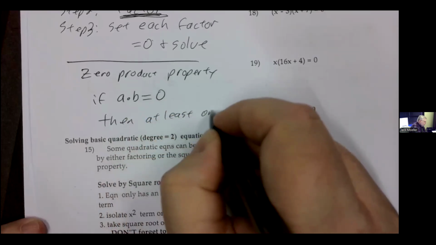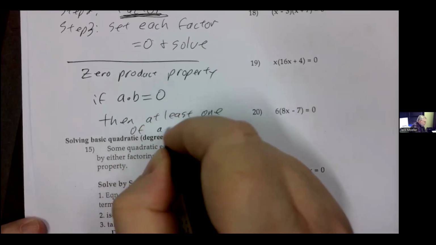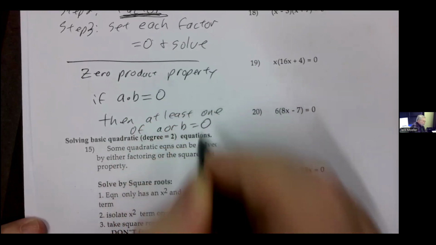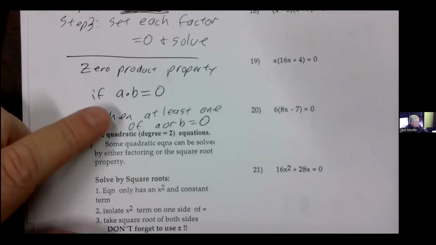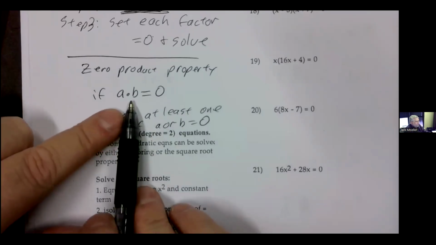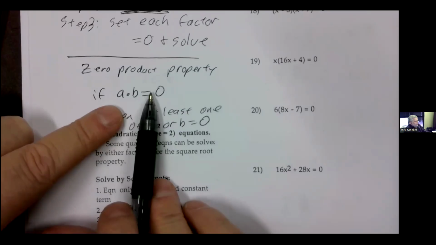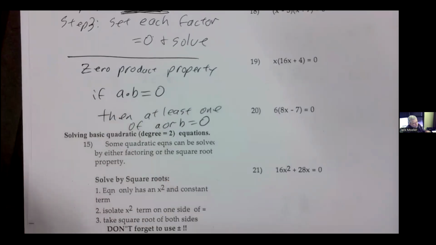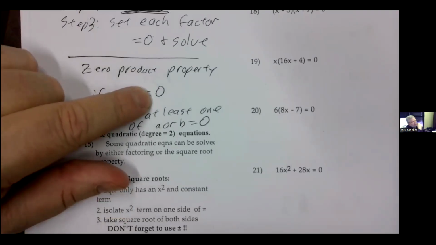At least one of those must equal 0. There's no way you can multiply two real numbers and get 0 as a product if at least one of them isn't 0. Could be that they're both 0, but at least one of them has to be 0. And this only works if it's 0.